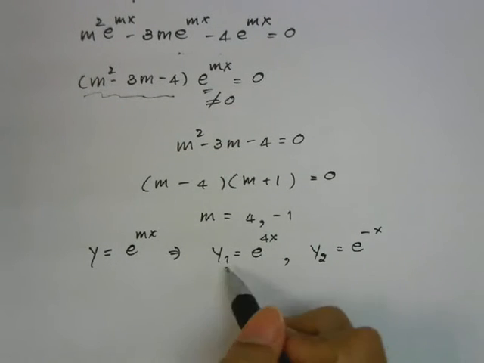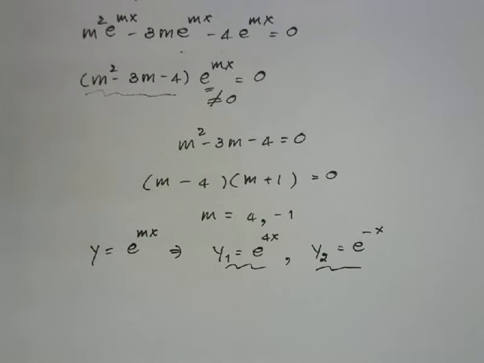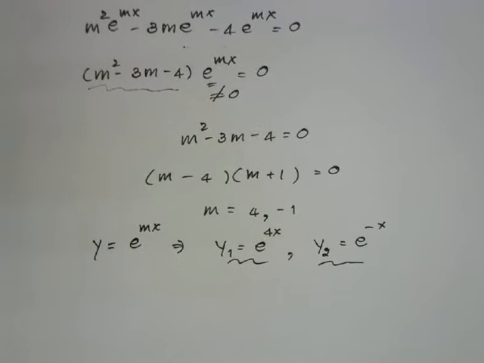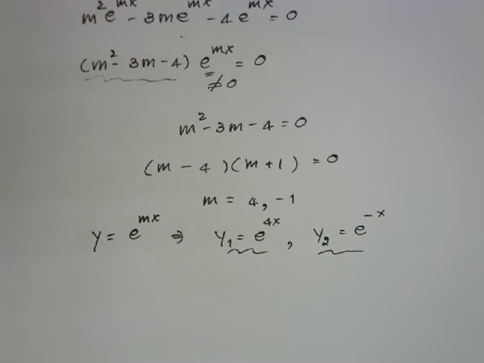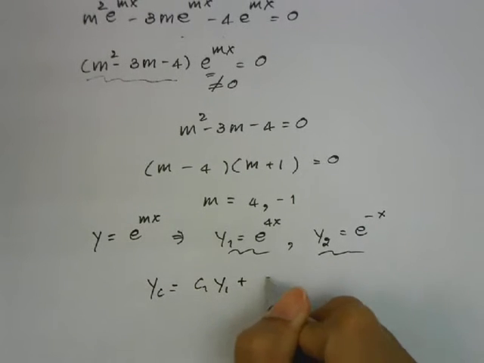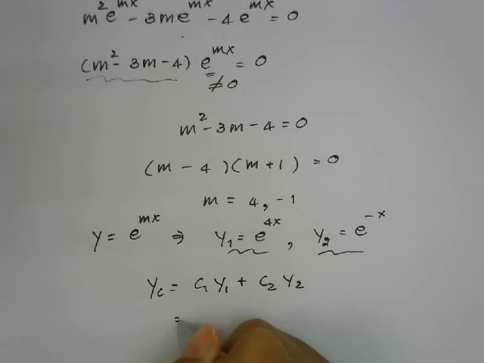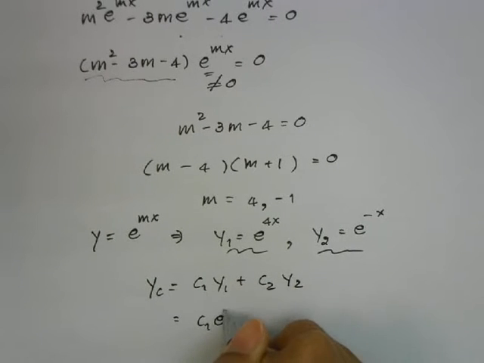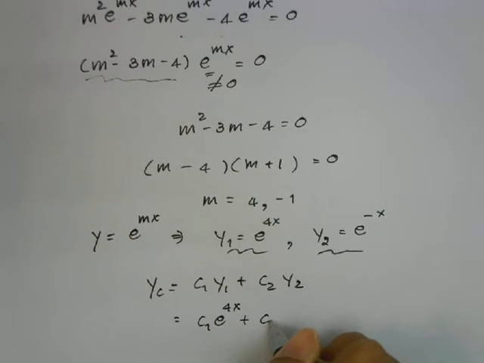These two functions are linearly independent of each other because they are different functions. So you can check the Wronskian and you would find out that it is not equal to 0. So we can write down yc is equal to c1y1 plus c2y2, which is c1 times exponential of 4x plus c2 times exponential of minus x, and that's the answer.